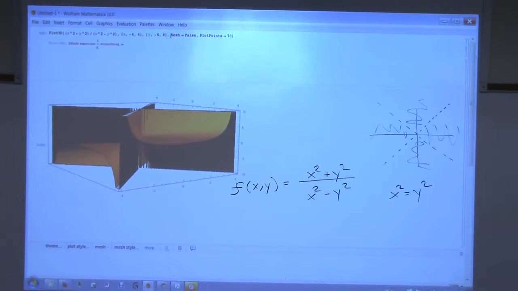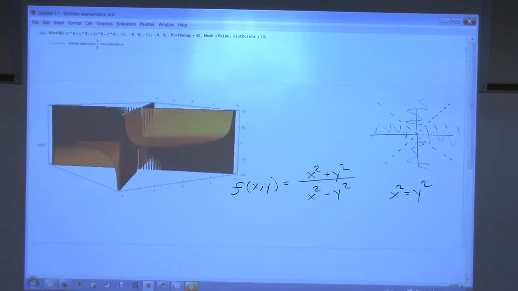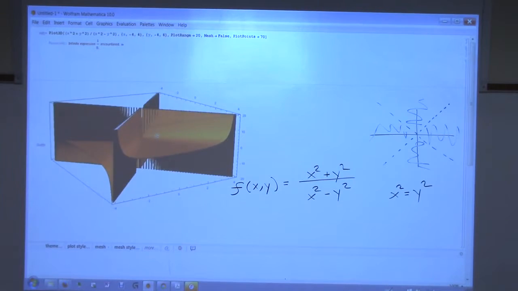How about we do this? Range. Let's go range 20. Oh, PlotRange. Oops. That didn't help. Well, you get the idea, don't you?